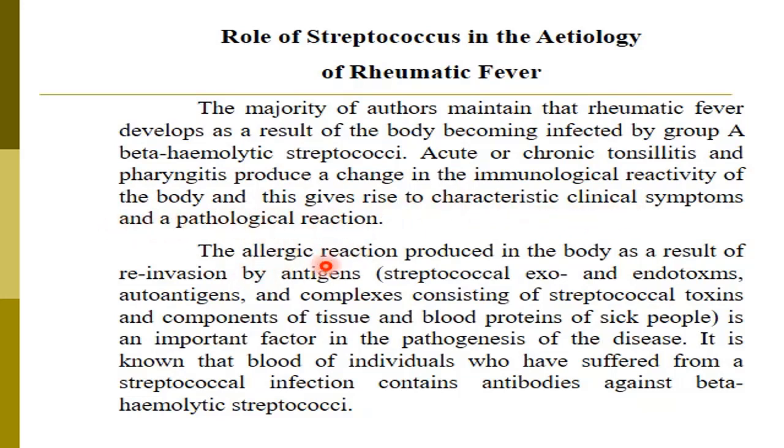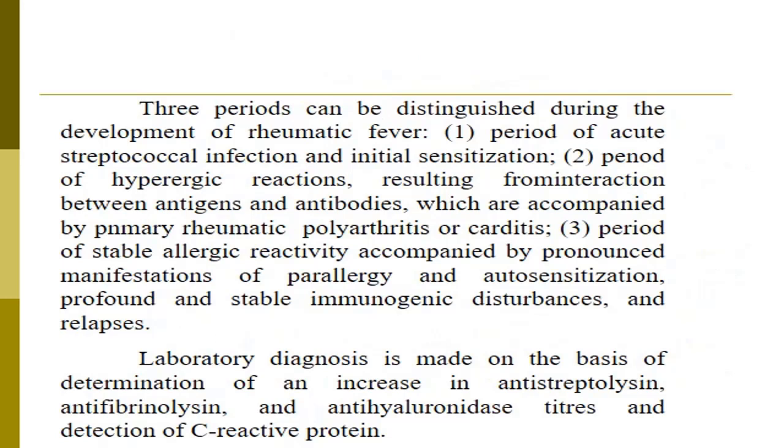Is this an allergic reaction produced in the body as a result of reinvasion by antigen, namely streptococcal exotoxin and endotoxin, autoantigen, and complexes consisting of streptococcal toxins and components of tissue and the blood protein of sick people? All of them are important factors in the pathogenesis of the disease. It is known that the blood of individuals who have suffered from streptococcal infection contains antibodies against beta-hemolytic streptococci. Thus, this antigen-antibody reaction causes this autoimmune disease, rheumatic fever.